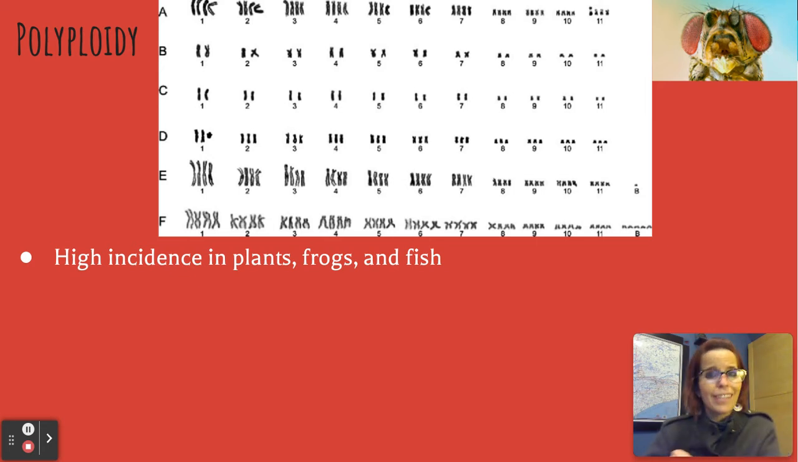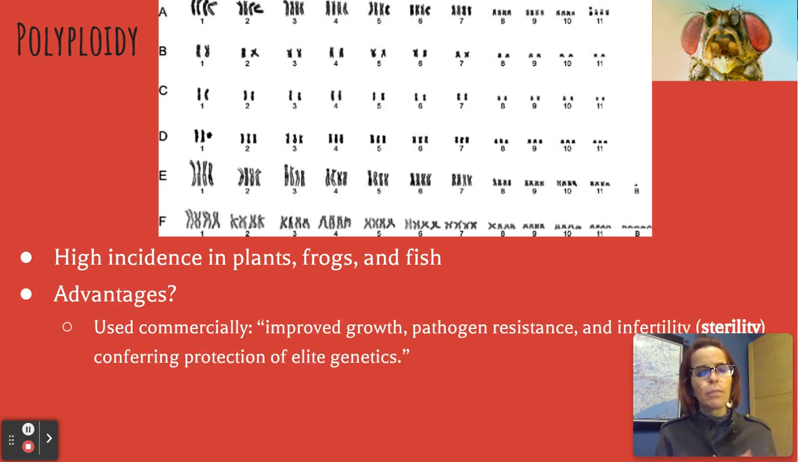And there are some organisms for which this is the norm. We see a high incidence of this in plants, in frogs, in fish. There are other animals. There are advantages. And commercially, I'll just mention that humans have realized that polyploid organisms tend to be healthier. So if we're going to raise fish or certain plants, they have improved growth. They have improved pathogen resistance. They are infertile, and that's actually helpful for the farmers or the people who are growing these species.